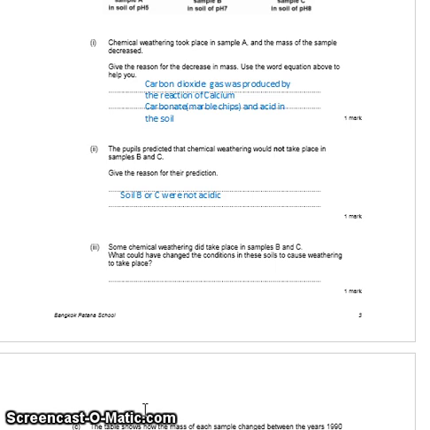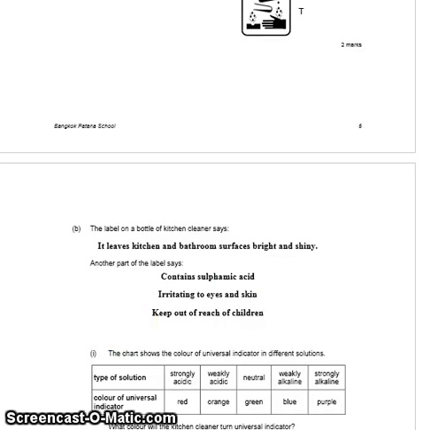What would have changed the conditions in these soils to cause weathering to take place? So thinking about environmental things that can change the pH of the soil. So what can we do? What happens that could change the pH of the soil? So an answer could possibly be perhaps there was acid rain. Okay. So that's the end of that question.